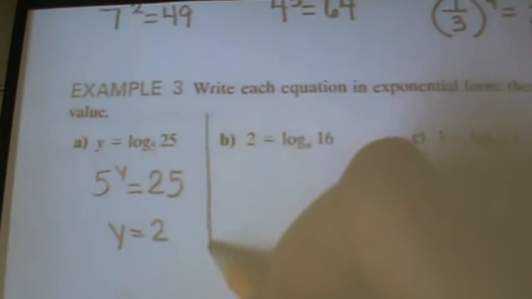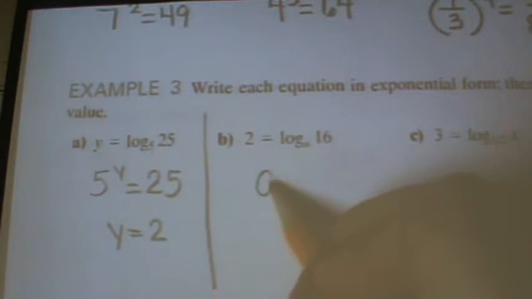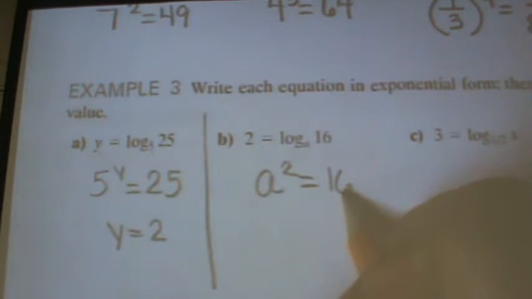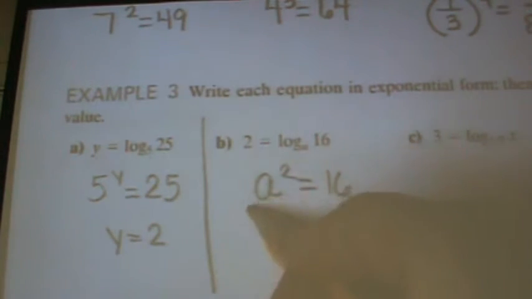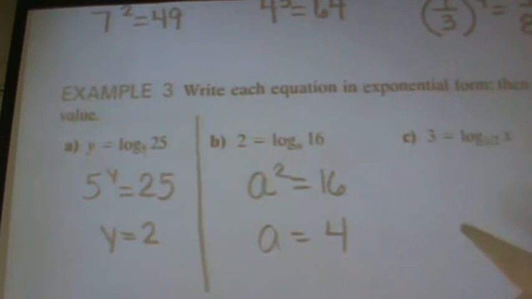How about the next one? What's the base? 4. First, A. I want it written first. Some number squared is equal to 16. Now mathematically what you would do is you would take the square root of both sides, and A is 4. Is it plus or minus? No, it's just positive 4.